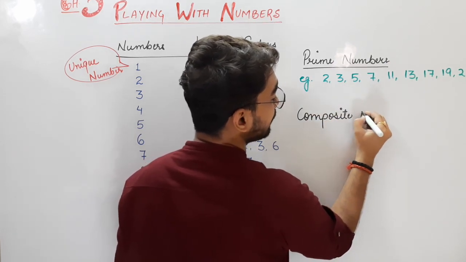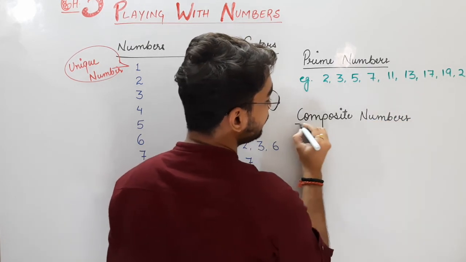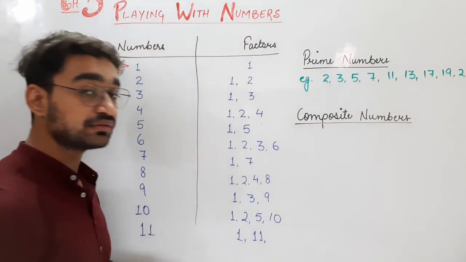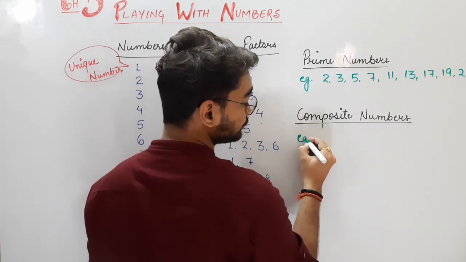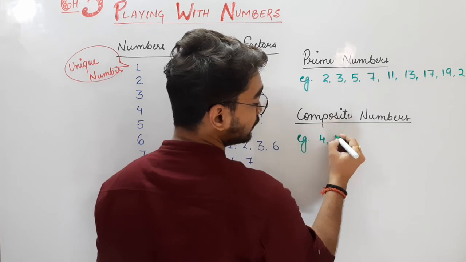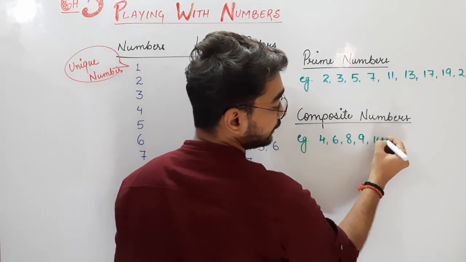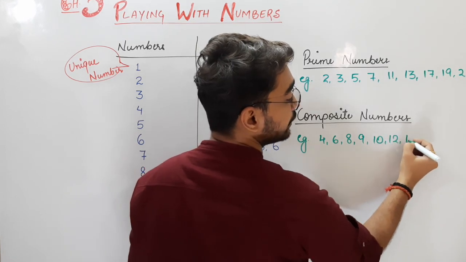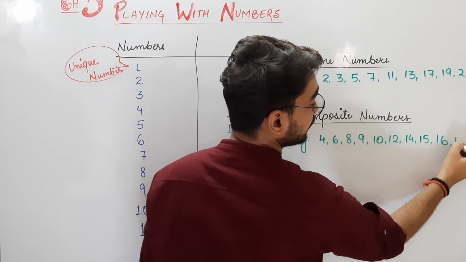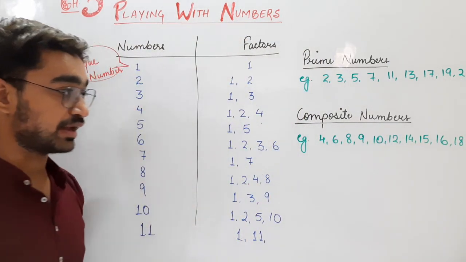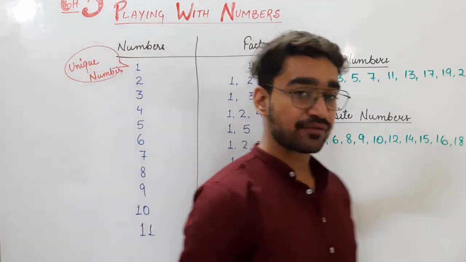Composite numbers. The numbers which have two factors or more than two factors are called composite numbers. Example: 4, 6, 8, 9, 10, 12, 14, 15, 16, 18, and more than that. So composite numbers are those numbers which have more than two factors.